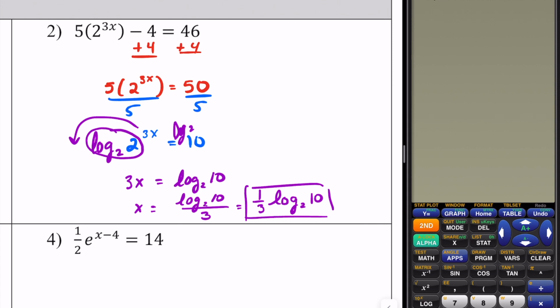Now, I usually do this stuff, though, by using the change of base formula. So my math would probably look like this. I'm going to put my 1/3 in there first. I'll say 1/3 times log 10, log the argument, divided by log 2, the log of the original base. And you'll see we get the exact same number that we got before. So x will be our decimal approximation.